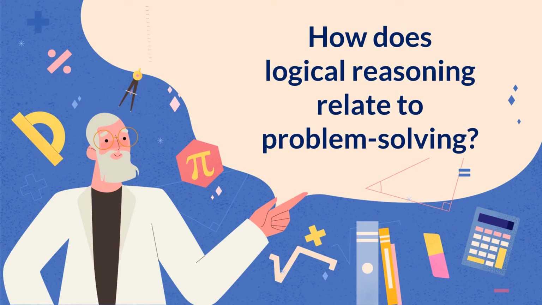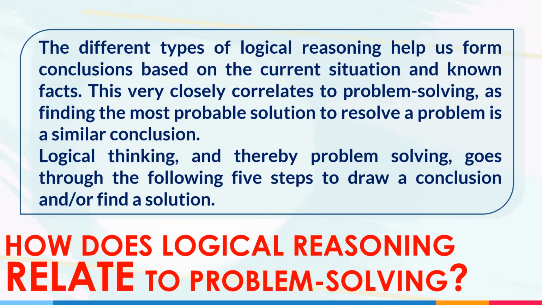How does logical reasoning relate to problem solving? The different types of logical reasoning help us form conclusions based on the current situation and known facts. This very closely correlates to problem solving, as finding the most probable solution to resolve a problem is a similar conclusion. Logical thinking, and thereby problem solving, goes through the following 5 steps to draw a conclusion and/or find a solution. So what are these 5 steps? We have here the following.